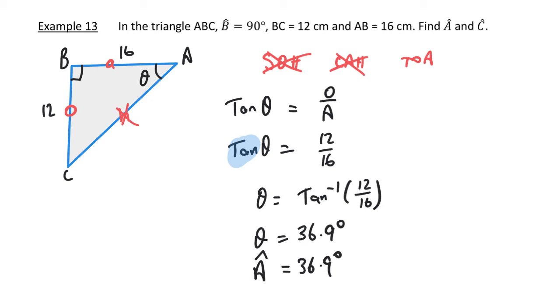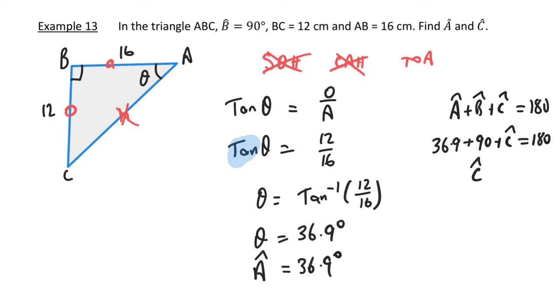To work out angle C, well, we know the angles in a triangle add up to 180. So A plus B plus C is 180. We have 36.9 plus 90 plus C equals 180. So that means that C must equal 53.1 degrees.